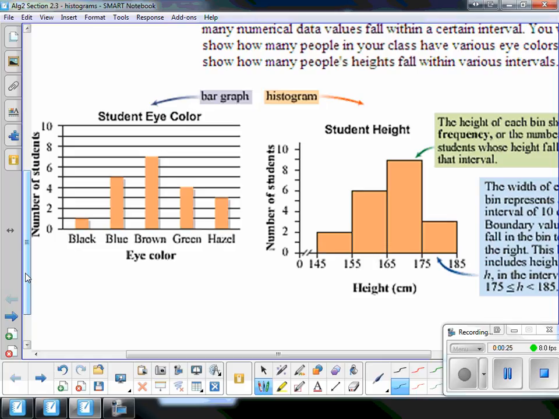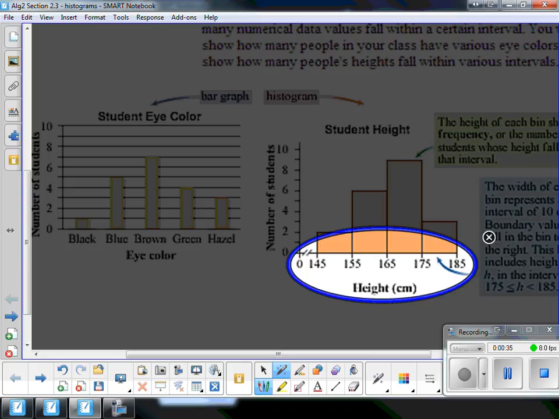The basic difference is, in a histogram, the bars are smushed together. The reason is, if you focus down here at the x-axis, you see a number line down there. We're talking about, in this problem, student height. And with a histogram, you'll have a number line on that x-axis.